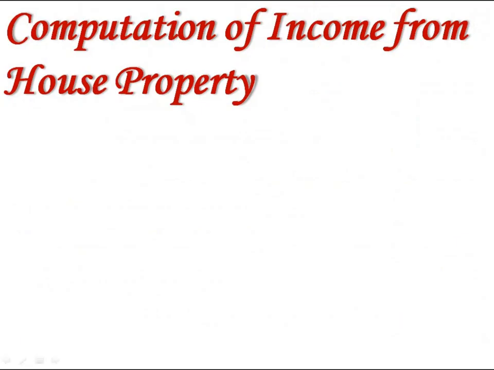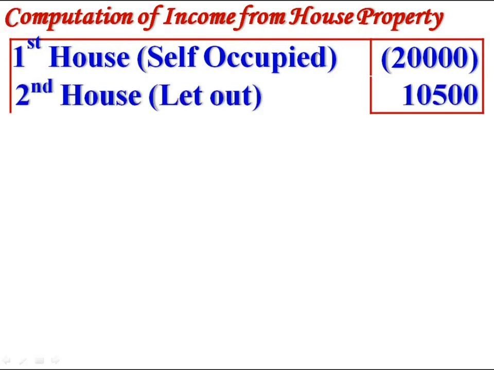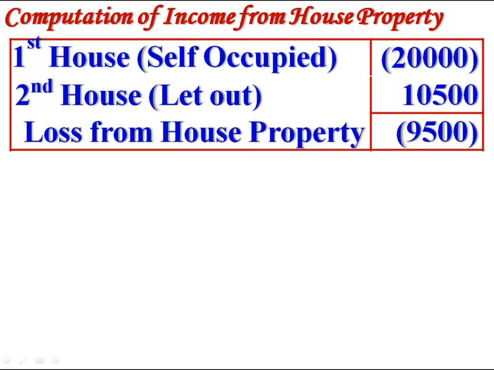Then computation of income from house property. We have 2 properties. First, self-occupied house: loss rupees 20,000. Second, let-out house: income rupees 10,500. And we get loss 9,500. It is the loss from house property.